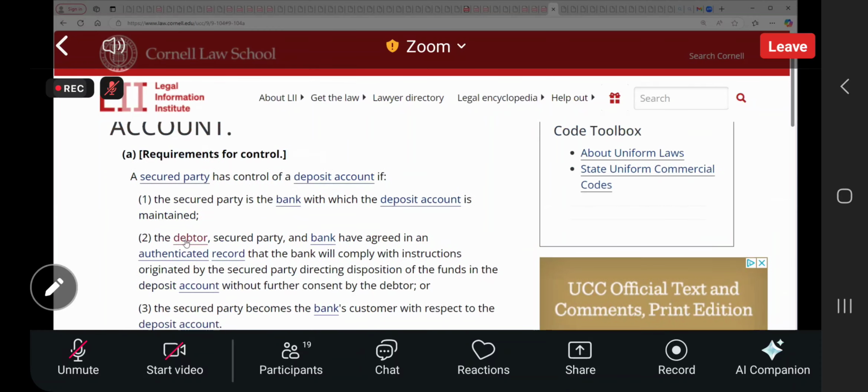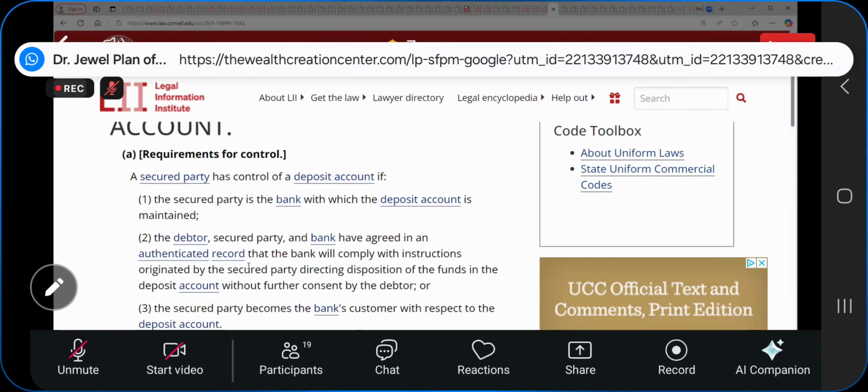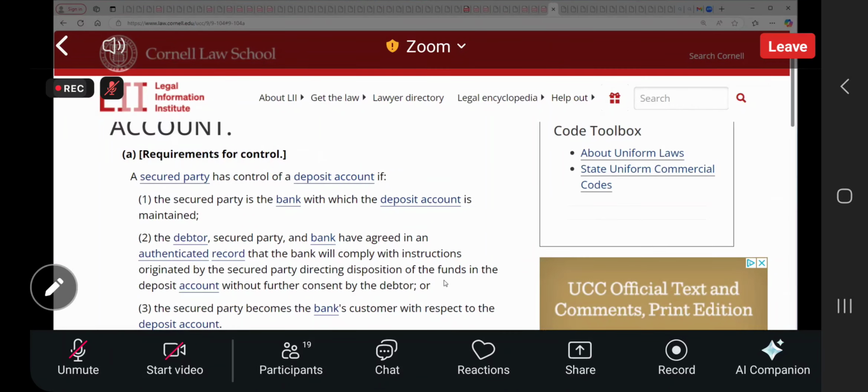Let's go. 2, a debtor, a secure party, and the bank have agreed in the authenticated record, which is the documents we have, that we authenticated backed by full faith and credit, that the bank will comply with instructions originated by the secure party. Where's your assignment? You didn't, as a secure party, give the bank any instructions. You got to give them a chance to comply. If they don't comply, then you get them in default. Directing disposition of the funds into a deposit account without further consent by the debtor.